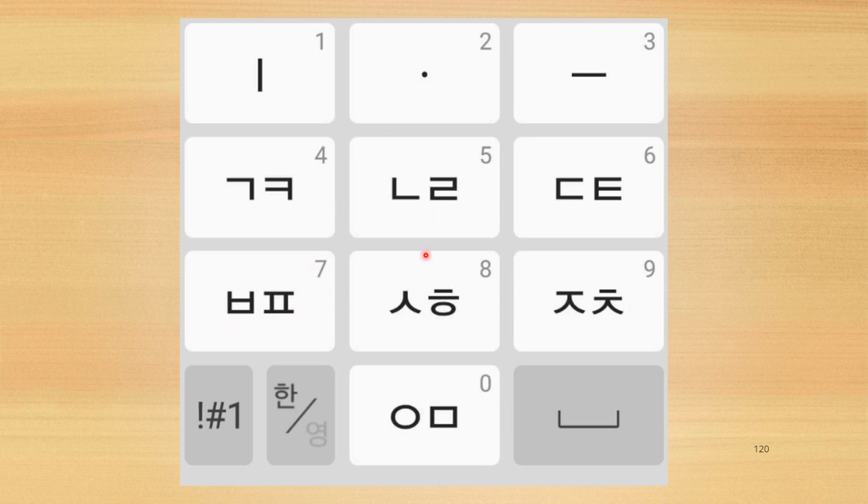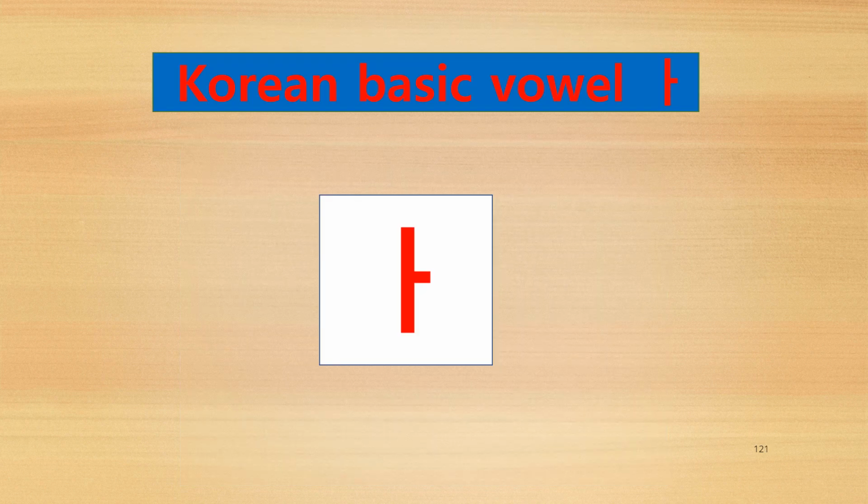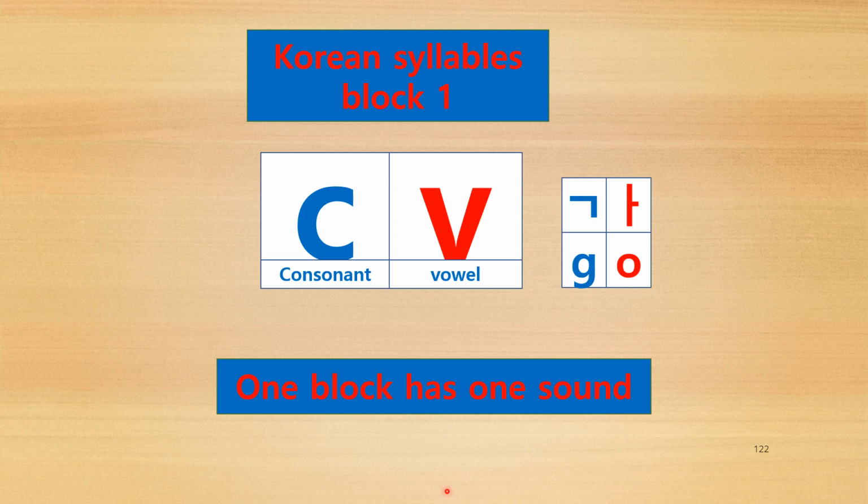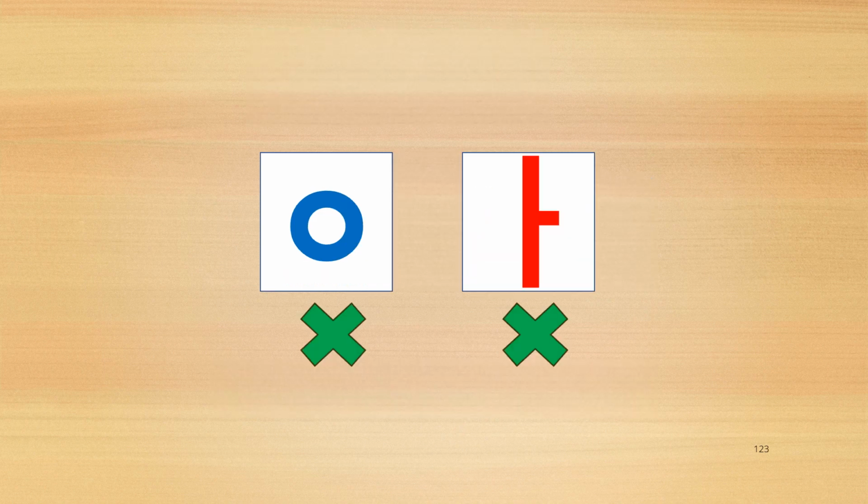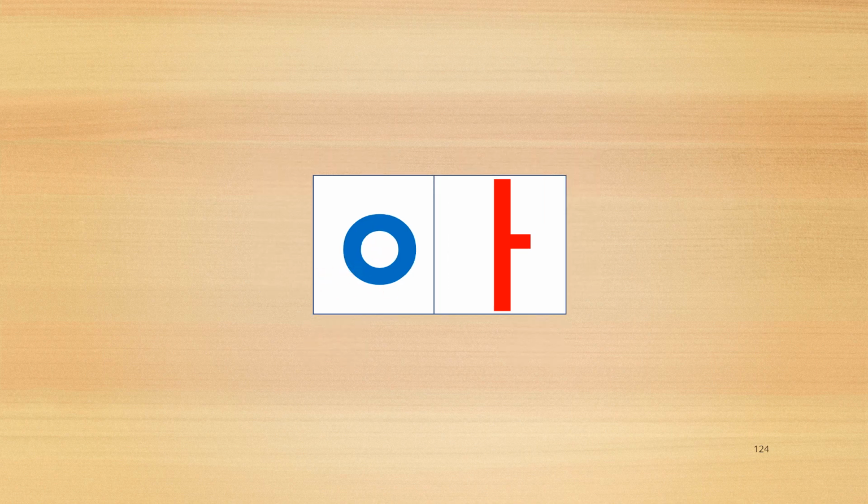This is a Korean keyboard. People type and text. So why are they together? Because it works better. So Korean syllable block to remember: consonant and vowel, 가. One block has only one sound, not two sounds, not three sounds. So this one is ah. This one is silent. So put them together, we say ah.